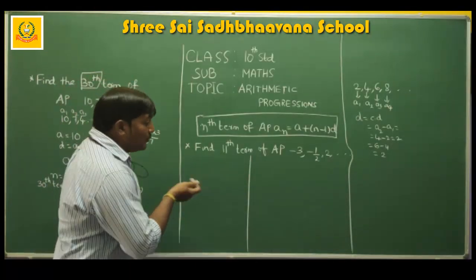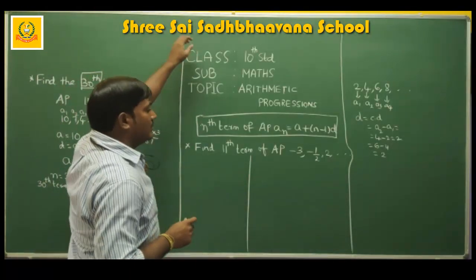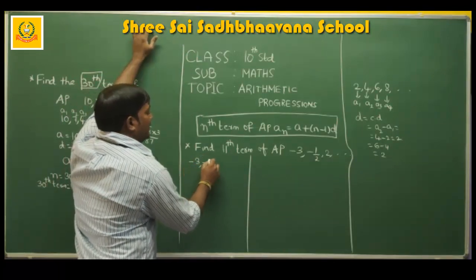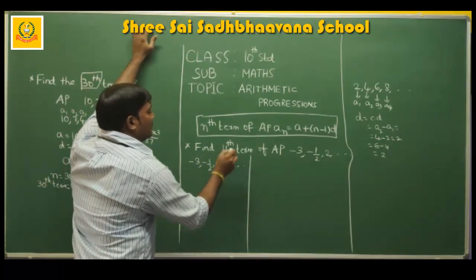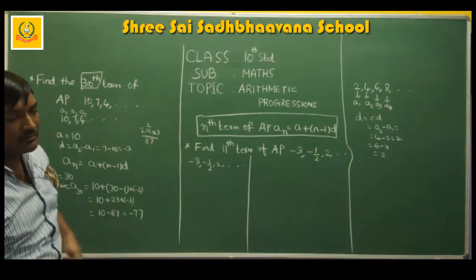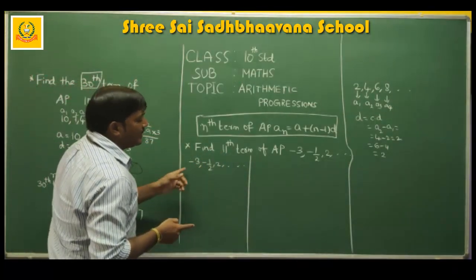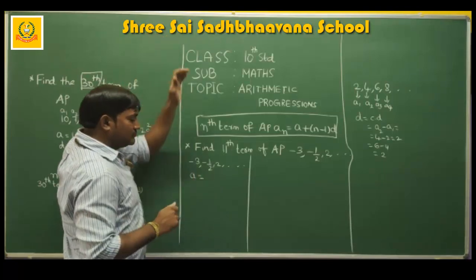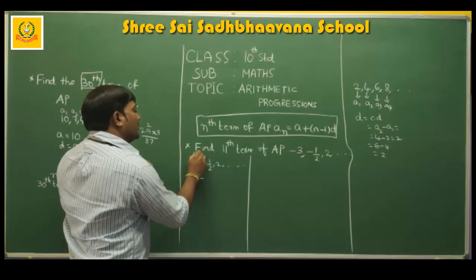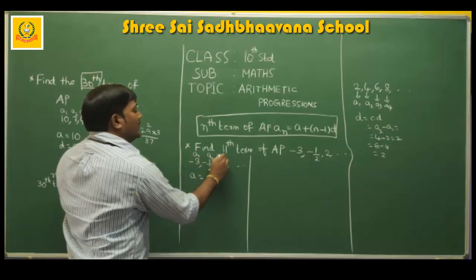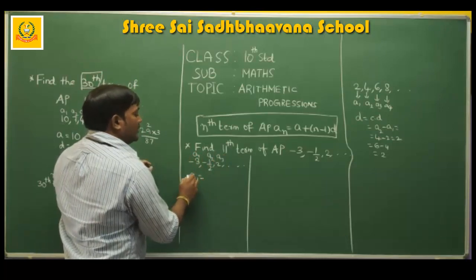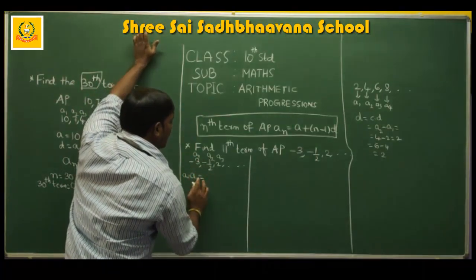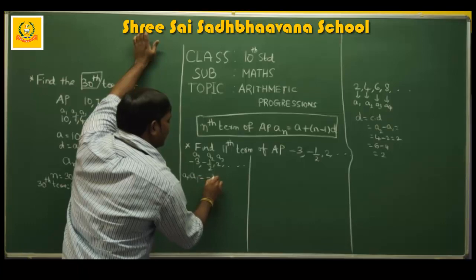Okay. We are doing one more sum of the same kind. Look at this. Here, consider the AP minus 3, minus 1 by 2, 2 and so on. Here we have fractions. Should be careful while taking LCM. So in this, what is A value? Means first term. First term is A1, A2, A3. As I said, even you can write first term as A1 or A. So A is minus 3.